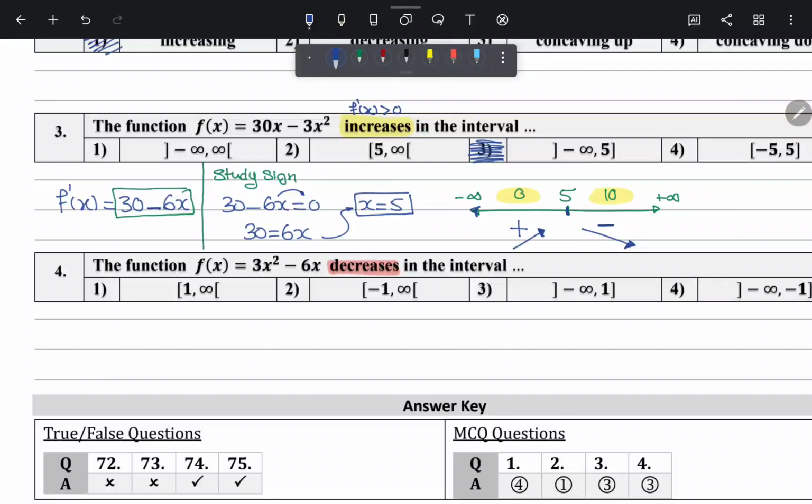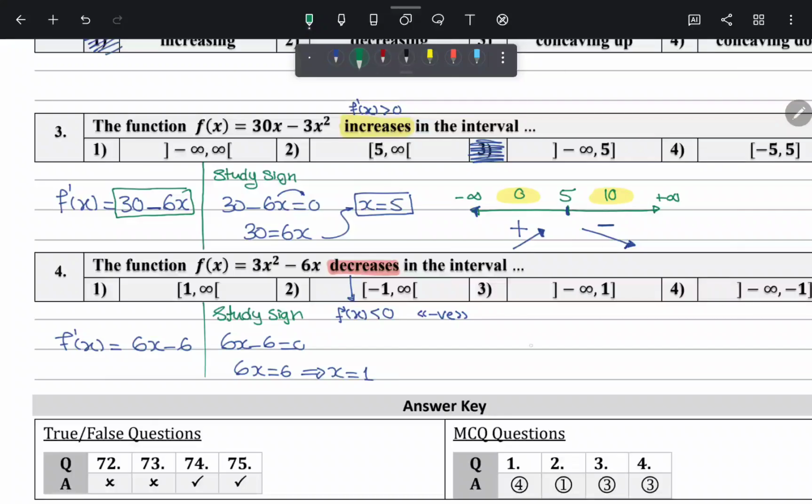Next question: the function f of x equals 3x squared minus 6x decreases. So the first derivative must be what? First derivative must be less than 0. Negative, yes. So how do we check that? We go and find the first derivative first. So the first derivative would be equal to 6x minus 6. There is x, so we have to study the sign. So we study sign. We find that x is equal to 1 because 6x minus 6 is equal to 0. 6x is equal to 6 means that x is equal to 1.